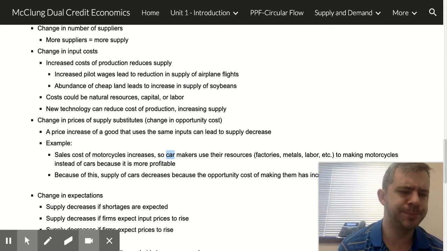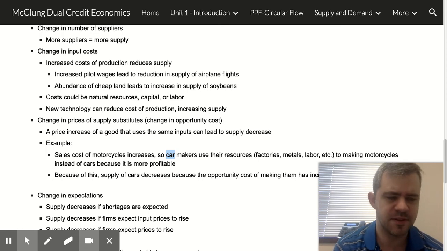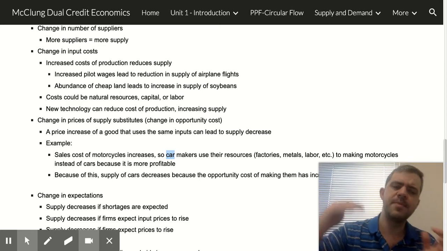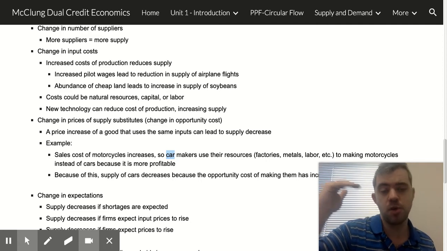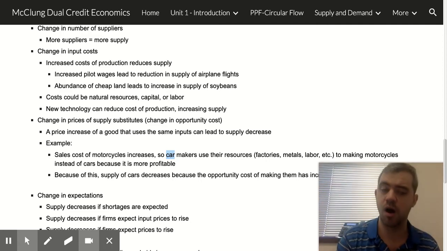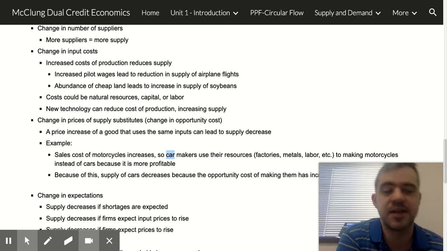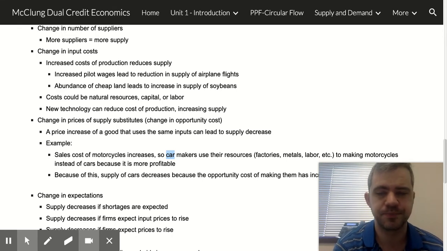Well, I've got these factories, this aluminum, this labor, all of these things that could be used to make motorcycles. Maybe I should make more motorcycles instead and make fewer cars. So in that case, the supply of cars would decrease because I'm making more motorcycles instead.